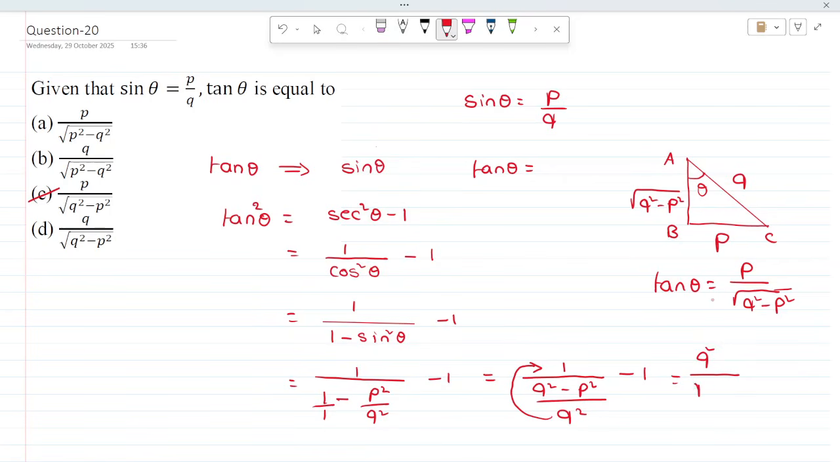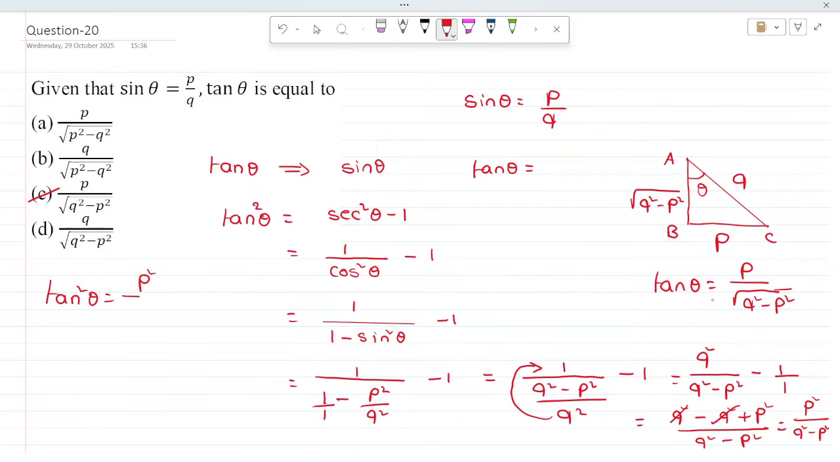Altogether it will become what? Q square by Q square minus P square minus 1. Now do the LCM for this. What will you end up with? You will end up with Q square minus Q square plus P square by Q square minus P square. Q square cancels. What is left out? P square by Q square minus P square. Whose value is it? Tan square theta value is P square by Q square minus P square.